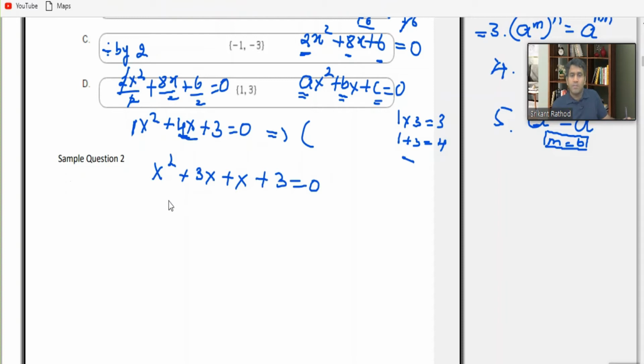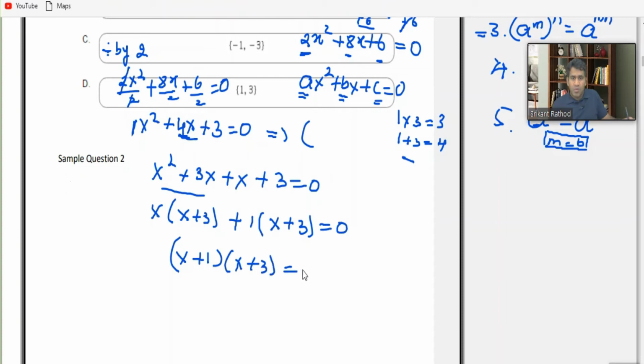So what is common? We can take x as common from this one. We are left in the bracket with x plus 3, plus there is nothing common between x and 3 except 1, because 1 is a factor of all numbers. Then I can take 1 as common, and it becomes x plus 3 equal to 0. So we can say x plus 1 times x plus 3 equal to 0. To make this entire expression equal to 0, either this term should be equal to 0 or this term should be equal to 0. That's why we say x plus 1 equal to 0 or x plus 3 equal to 0.